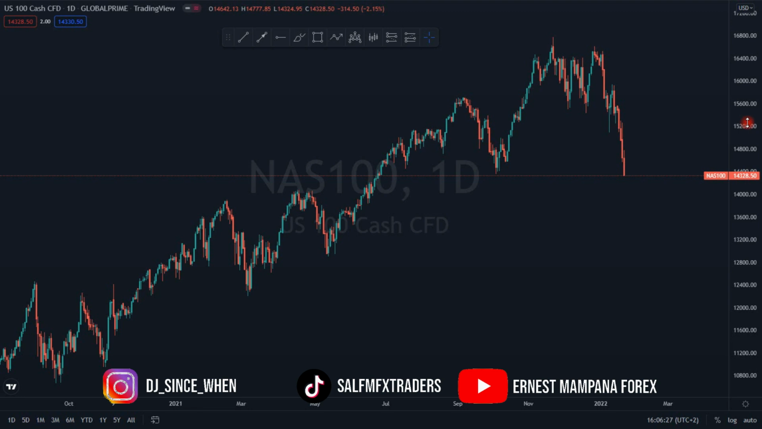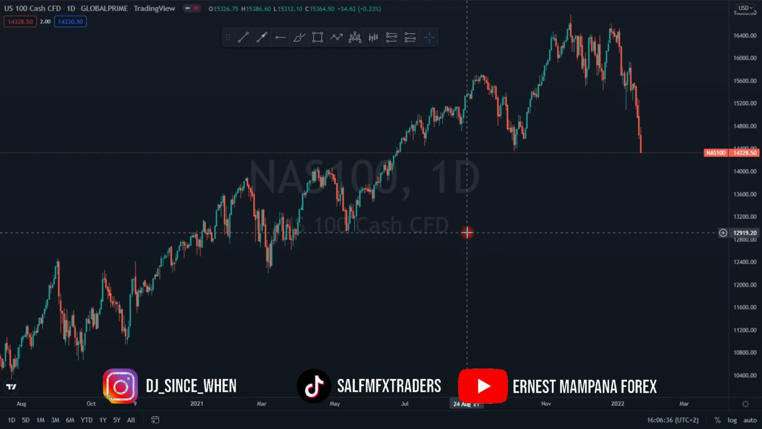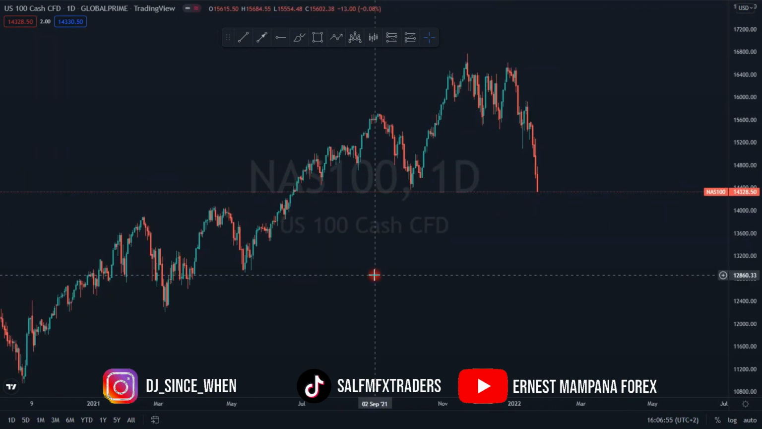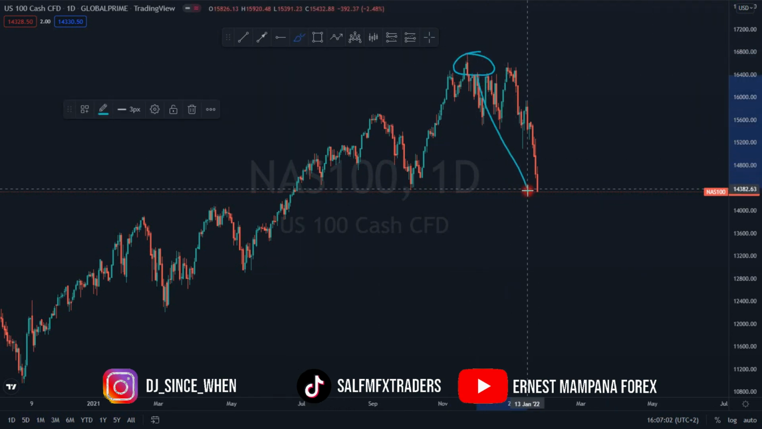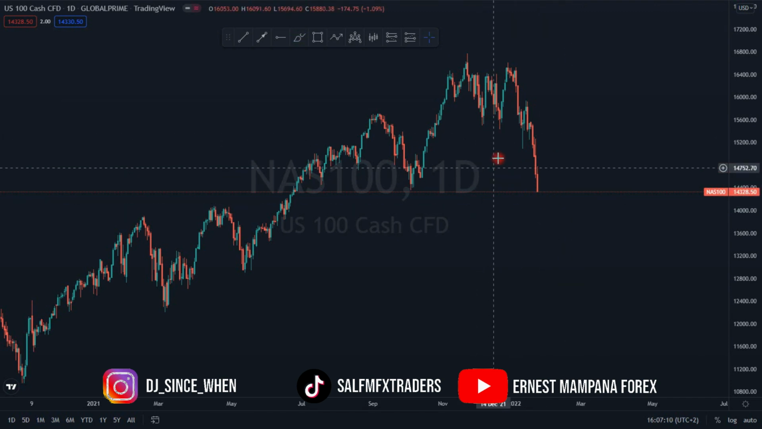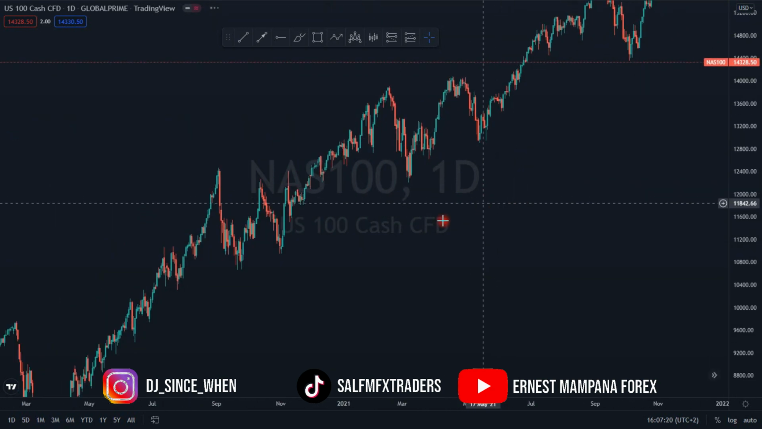As you can see right here, I already have Nasdaq opened, and let us get started with the analysis. Alright guys, I start on a daily time frame, on a bigger time frame. What we have been experiencing is that we saw this move to the downside from right here up until currently the market is down there. I remember in one of my videos anticipating this move since we heard of the new variant, and I did mention that this might be the same move that we had when COVID was still fresh and new.